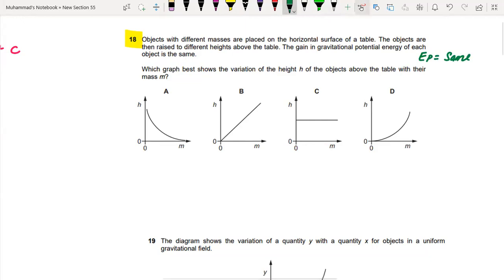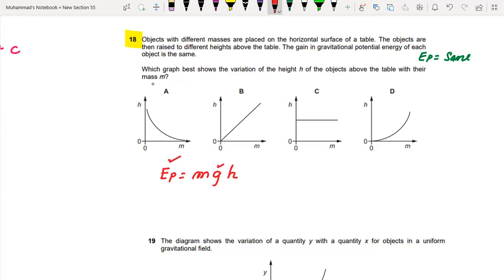So which graph best shows the variation of h of the object above the table with their mass? What we have to determine is the relationship between h versus m. How would you tackle this question? You know that change in potential energy is mg change in height. So what is being changed in this question? The height and masses are being changed, whereas EP and g are constant.